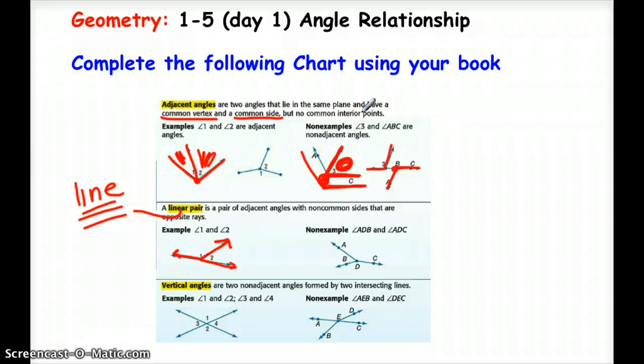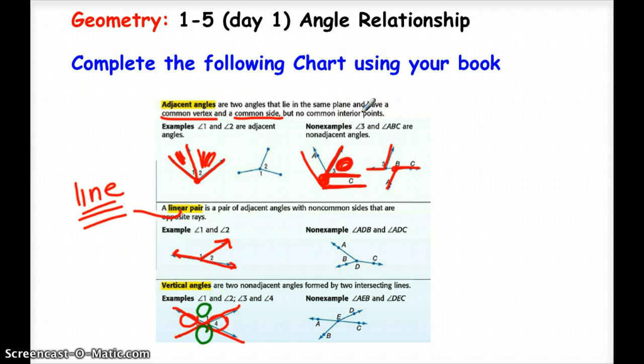The next thing you were asked was to identify vertical angles and give the definition of that. Vertical angles are two non-adjacent angles formed by intersecting lines. So they're the angles across from each other. If you look at your example here, here's my two intersecting lines. 3 and 4 would be considered vertical angles, and 1 and 2. So it's angles that are across from each other when you have intersecting lines.